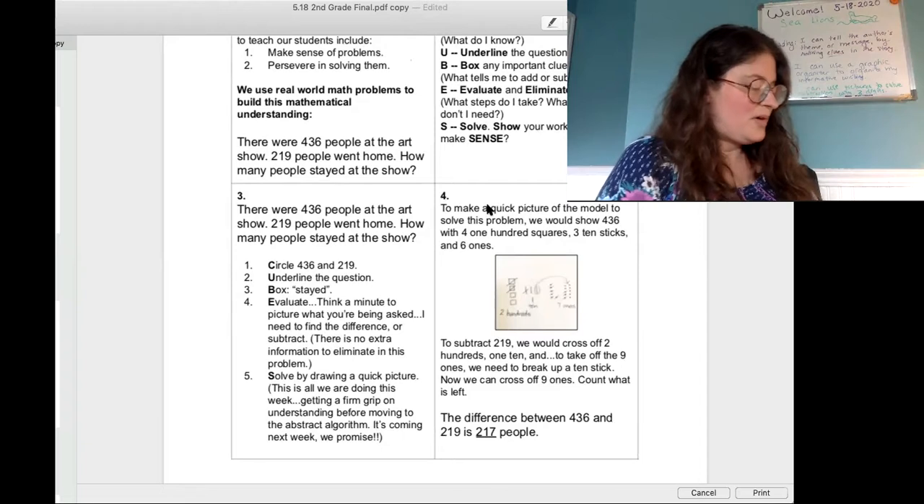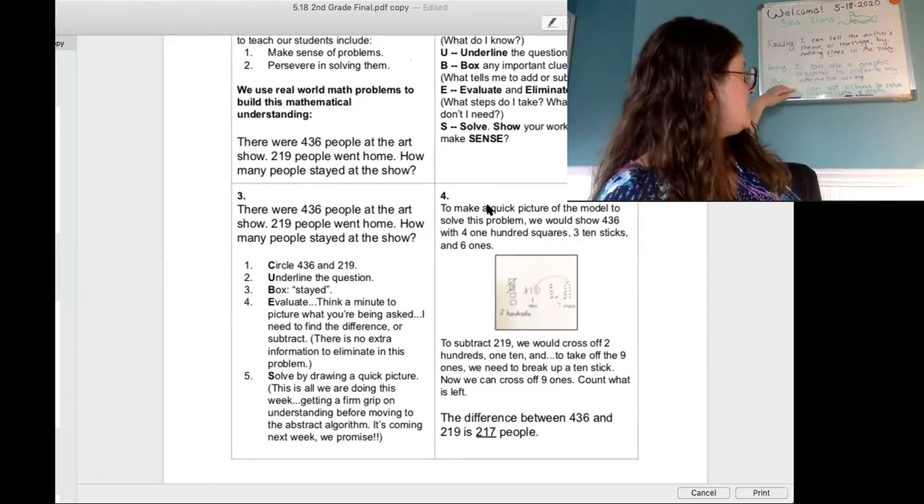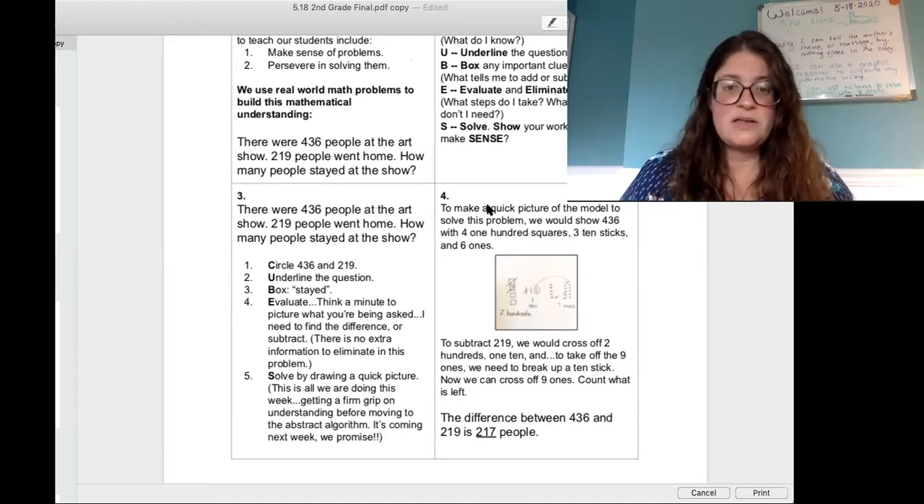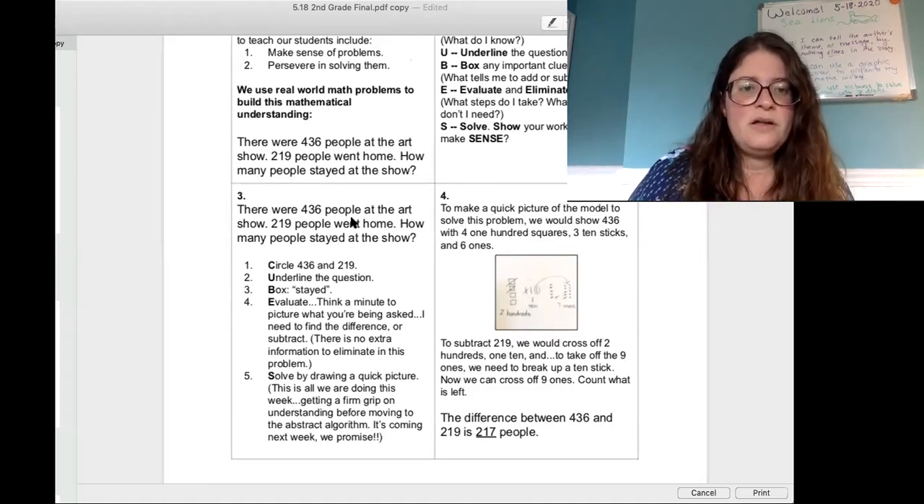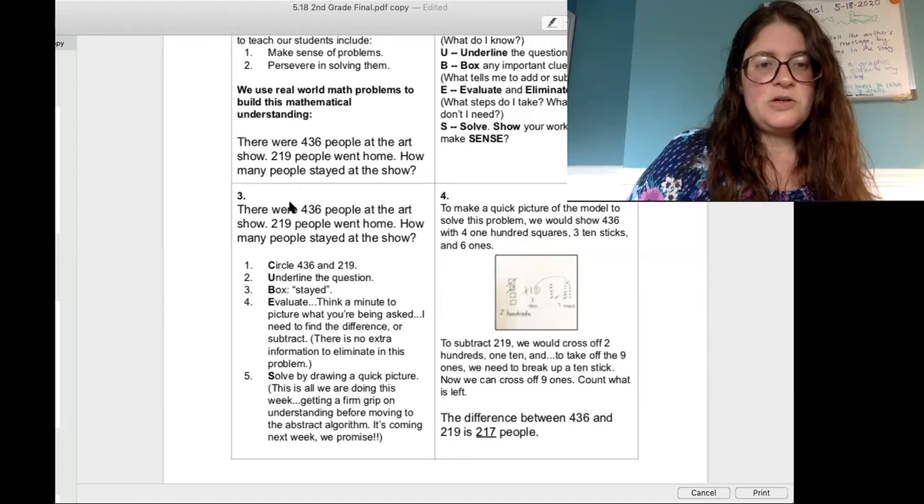So I'm going to get my whiteboard and I'm going to take some notes on this story problem, and then I'll stop the screen share so you can see me a little better. But for now, here's the story problem. There were 436 people at the art show. 219 people went home. How many people stayed at the show? Okay, so if we walk through our strategy here, if I could do it, I would on this, but I can't. So imagine, circle 436, 219. Those are the key words.